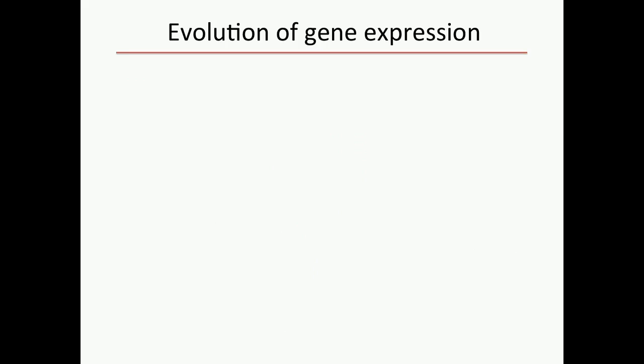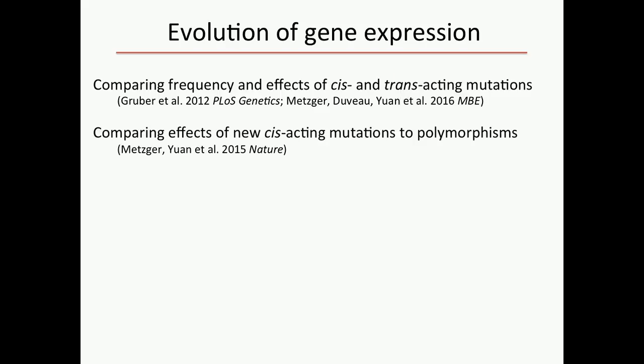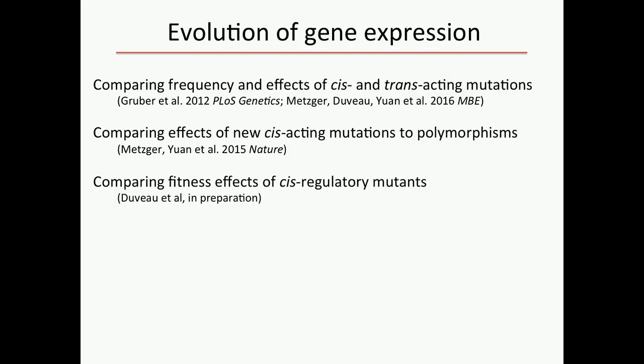Okay, so what I am going to do today is give you highlights from some published work and then also share some unpublished data with you. First, I'm going to tell you about work we've been doing comparing the effects and frequency of cis and trans-acting mutations affecting expression of a single gene. Just how do these two classes differ? I will then tell you how we've used that baseline data of mutational effects to compare to the effects of naturally occurring polymorphisms to infer the role of selection. And then I'll end with the unpublished data where we're using fitness assays in the lab to better understand how changes in cis-regulation affect fitness.